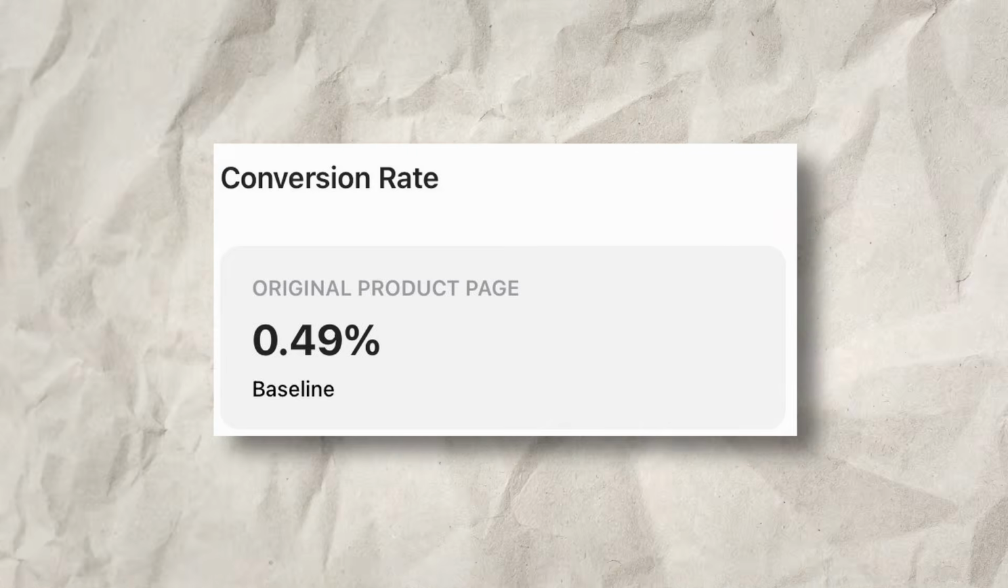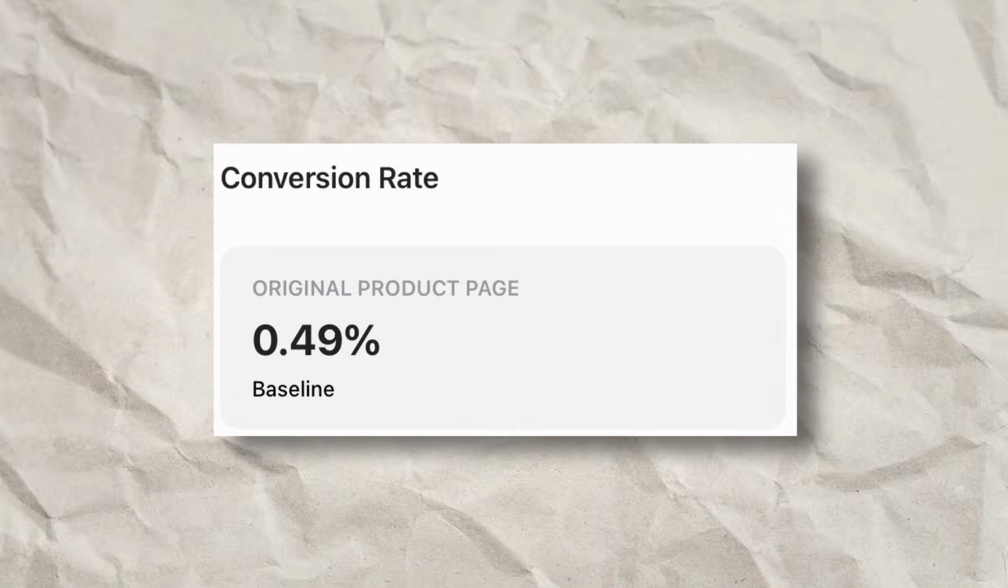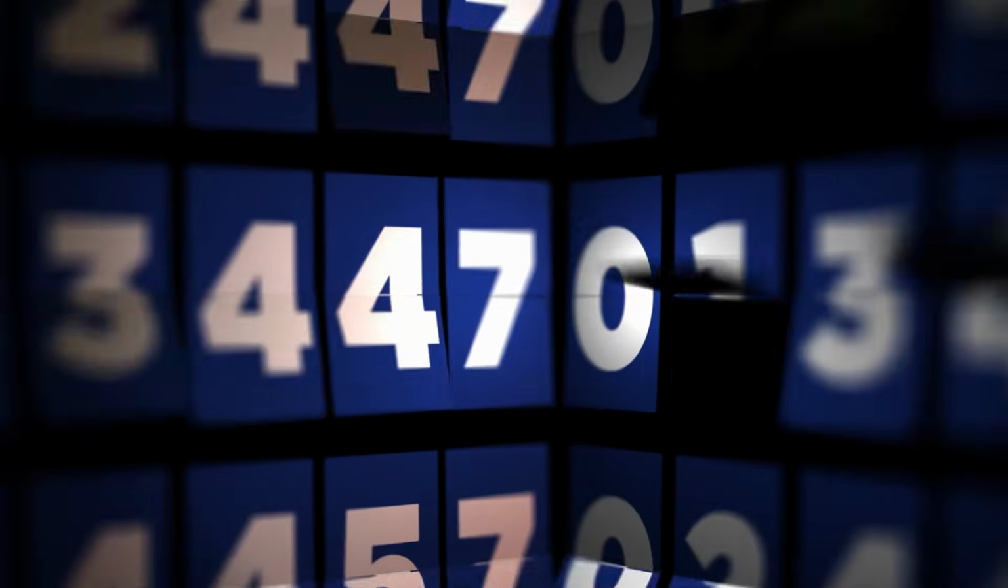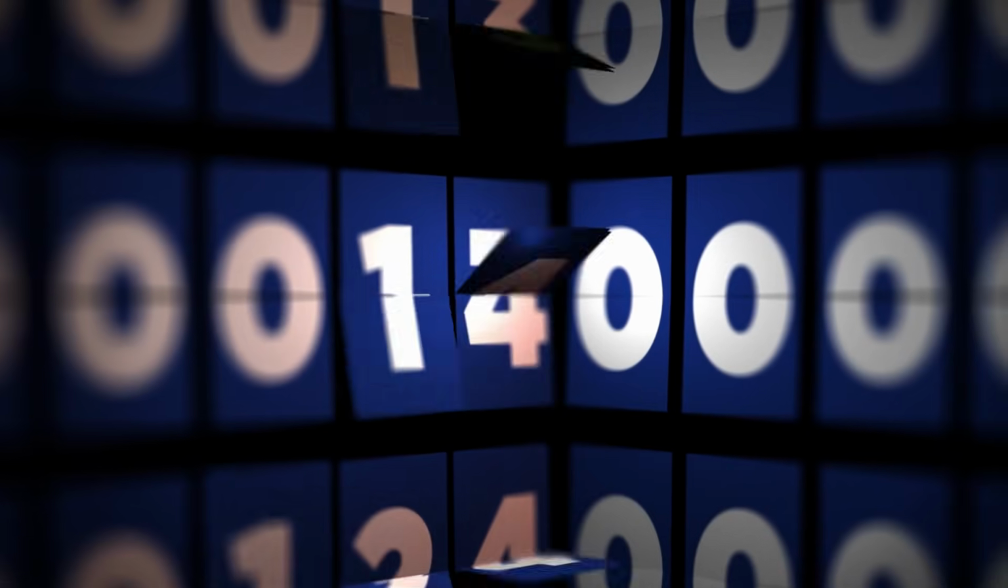My original product page had a 0.49% conversion rate. That means out of every 200 people who landed on my App Store page, only one of them downloaded the app. The other 199 just left. That's a lot of people seeing the app and deciding it's not for them, before they've even tried it. So clearly something about how I was presenting the app wasn't landing.